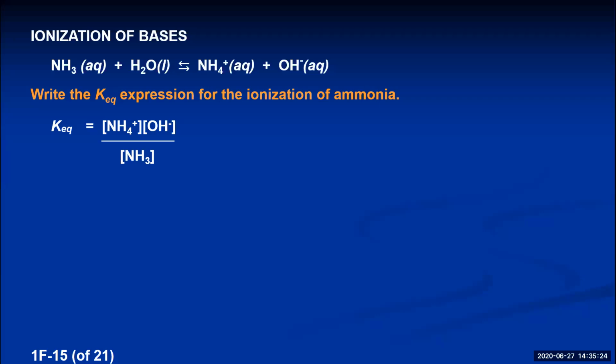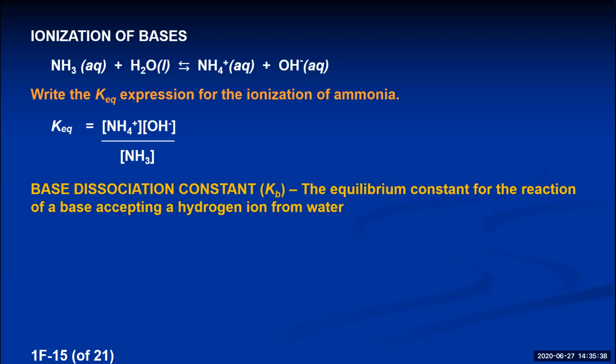Whenever you write the reaction of a base ionizing in water, it's always going to pull a hydrogen off the water molecule. The water molecule is always going to become a hydroxide ion. Those reactions, we give the equilibrium constant a specific name. They're actually called base dissociation constants.